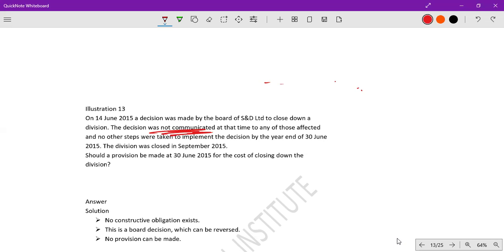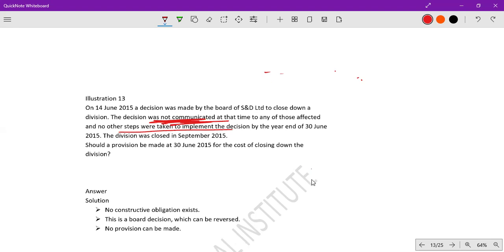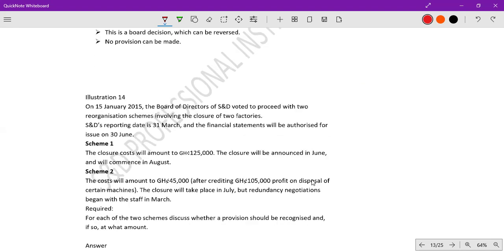Okay. So this one was not communicated. Once it was not communicated, you don't need to even continue. They say it was not communicated at that time, and no other steps were being taken to implement. So there's no formal plan here. For that matter, we cannot make any provision for restructuring.